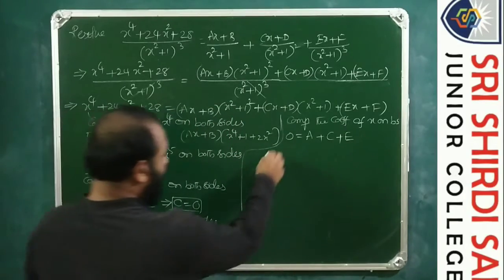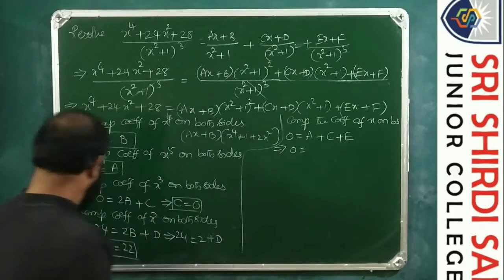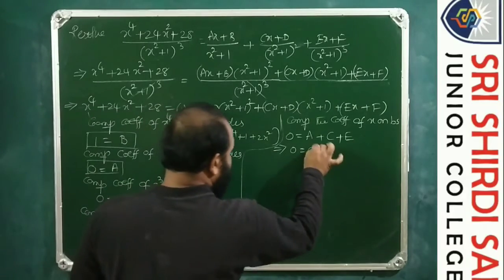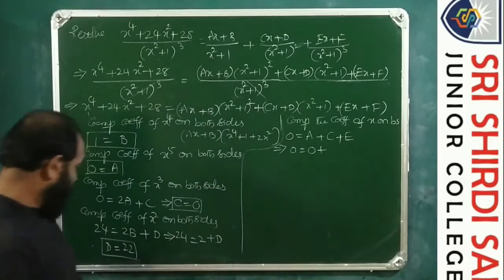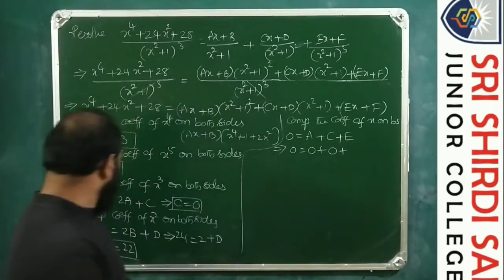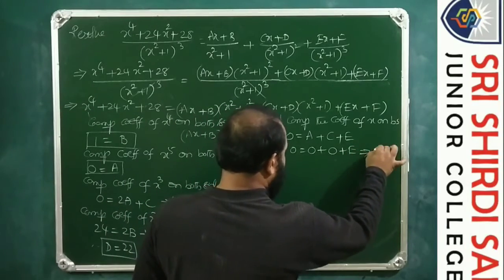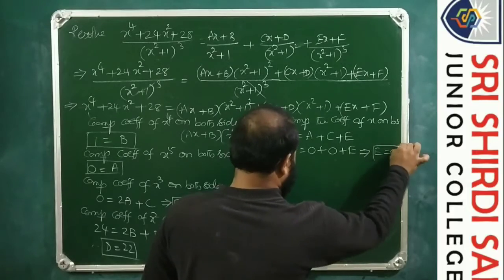So this implies 0 is equal to a value is 0, c value is also 0, plus e value is, we did not get it. So from this, e value is also 0 we get.